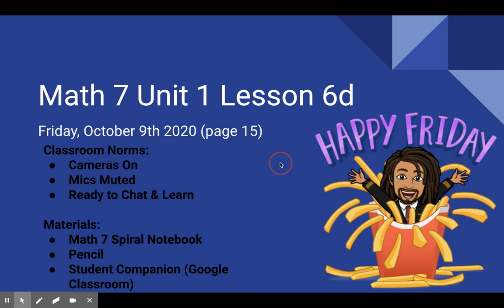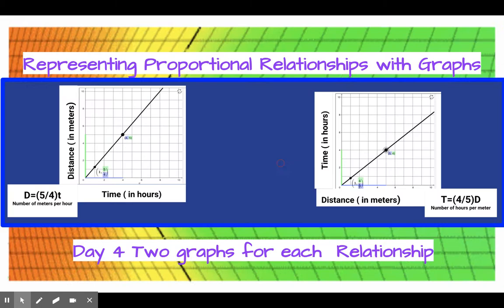Once again, today is Friday, October 9th, and we're going to be working on page 15 of our spiral notebooks. Our classroom norms, as usual, are that our cameras are on, our mics are muted, and we are ready to chat and also learn. Our materials for today are your Math 7 spiral notebook, your pencil, and your student companion for Friday that can be found in Google Classroom.